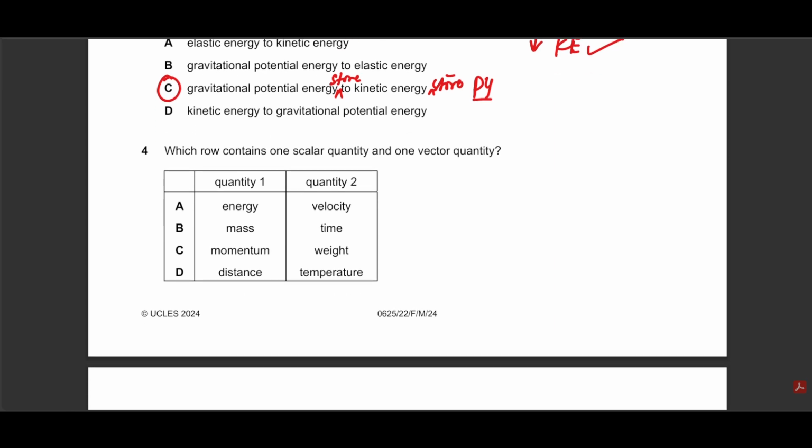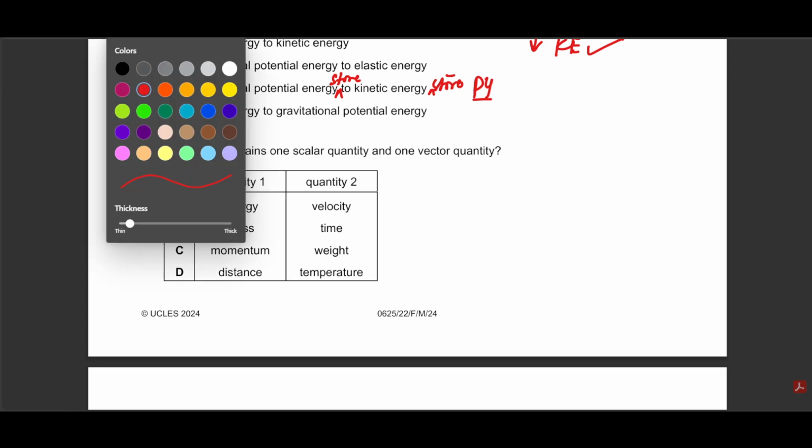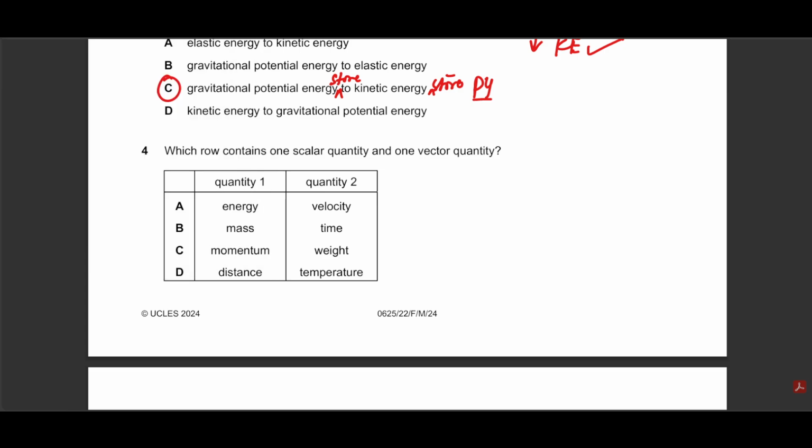Question number 4 asks, which quantity is a scalar and which is a vector? So just to quickly write down which of them are scalars and vectors. Energy is a scalar, mass is a scalar, momentum is a vector, and distance is a scalar. Velocity is a vector, time is a scalar, weight is a vector, temperature is also a scalar. So keeping that in mind, one of them has to be a scalar and the other one has to be a vector. That will be very clearly option A.